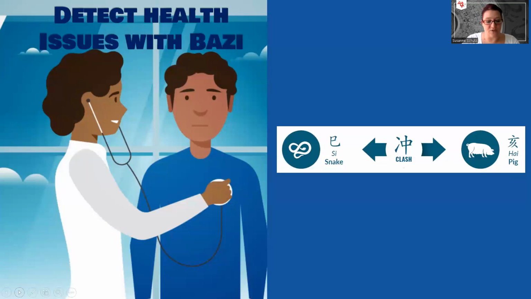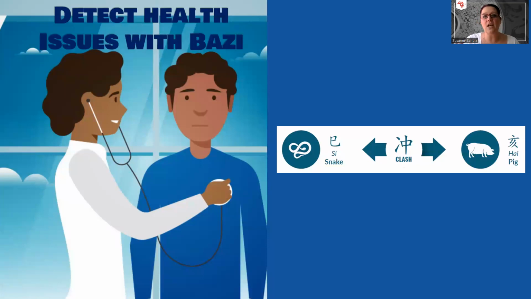So extra careful with your teeth. Yeah, maybe you can have an extra checkup with the dentist during those years. Obviously, not only during a pig year, but all years or every year. But if you do have the snake in the chart, then you have to be extra careful with these sort of things. All right. So these are the clashes that can tell us about what sort of health issues we may encounter.